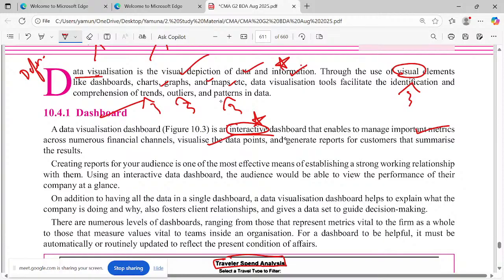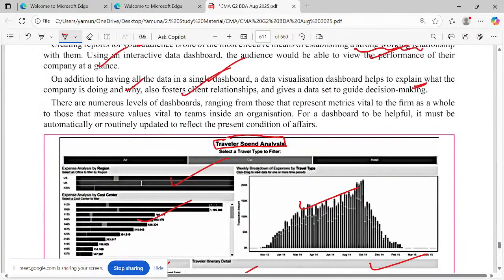The data points will be visualized and reports will be generated for the customers that will summarize the data. When you create reports for your audience, it is going to build a strong working relationship with them, and the audience will be able to view the performance all at a glance. In addition, a single dashboard helps us maintain what a company is doing, what type of client relationship they are maintaining, and how it has been helpful for decision making. We have numerous levels of dashboards, but depending on the metrics level and what they do inside an organization, everything can be covered.